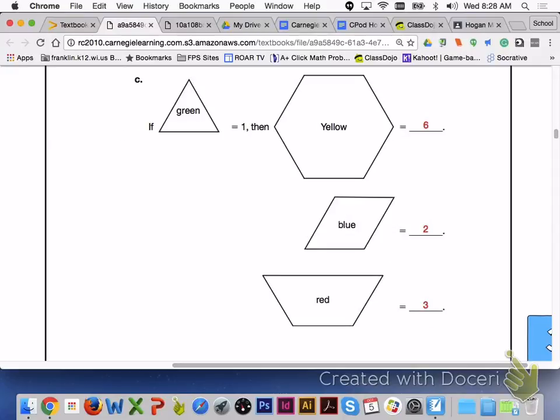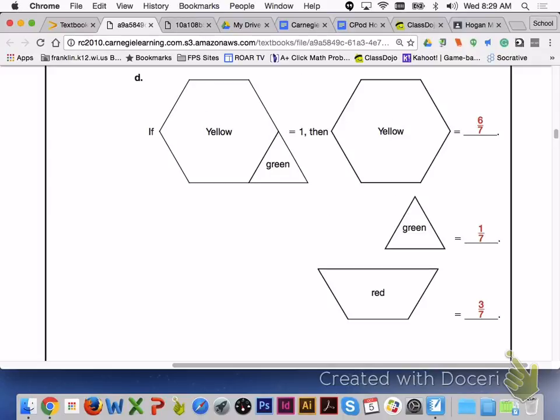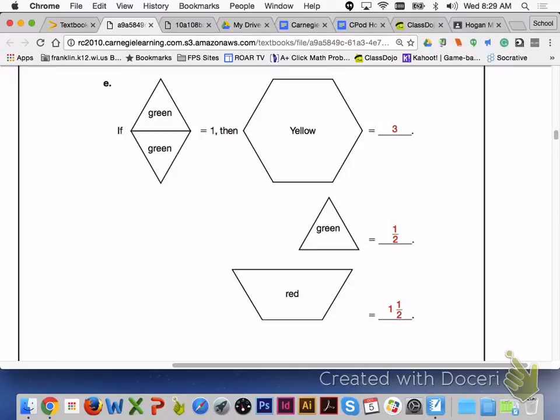Number 2, letter C, if a triangle is equal to 1 whole, then a hexagon is equal to 6, a rhombus equal to 2, and a trapezoid equal to 3. Number 2, letter D, if a hexagon and a triangle are equal to 1, then a hexagon would be equal to 6/7, a triangle 1/7, and a trapezoid 3/7.